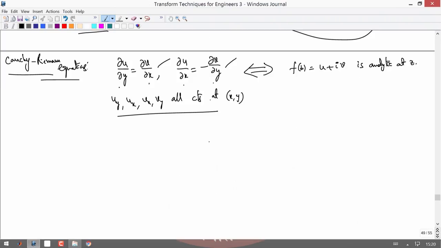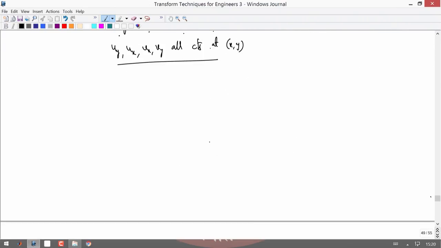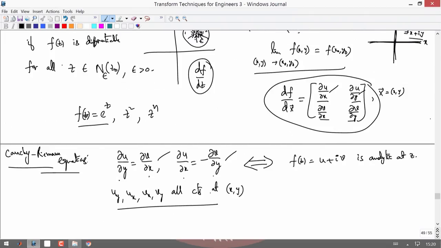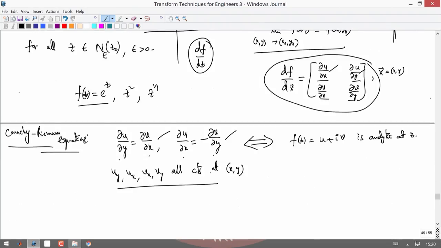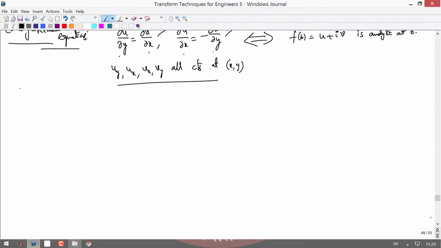This is one, and what you need for the Laplace transform and inverse Laplace transform is to integrate. So for integration, what exactly is the integration? We have two characterizations of analytic functions now: one is the basic definition, the other is the Cauchy-Riemann equations. There is one more characterization that I will come to when we need it, but maybe I will give it now itself.